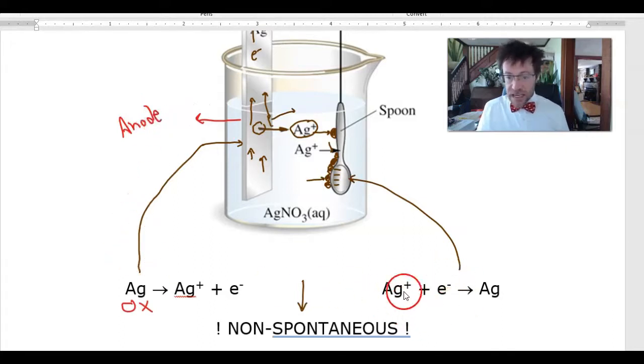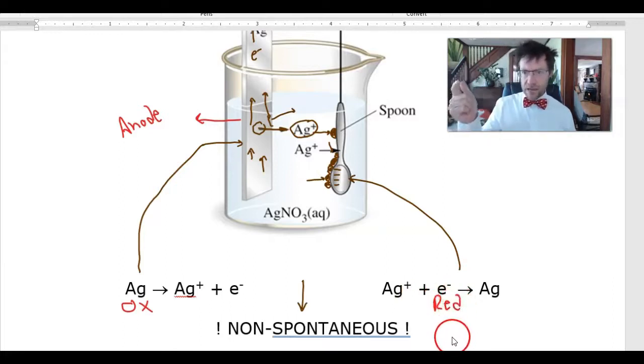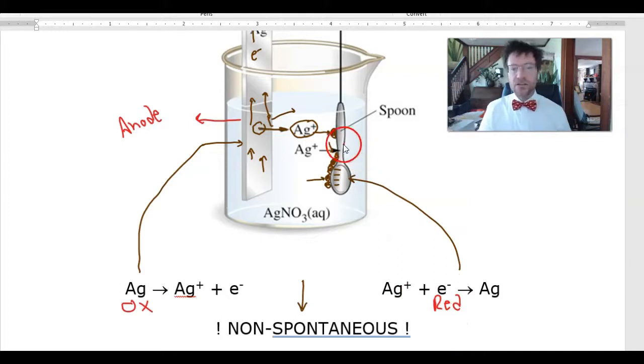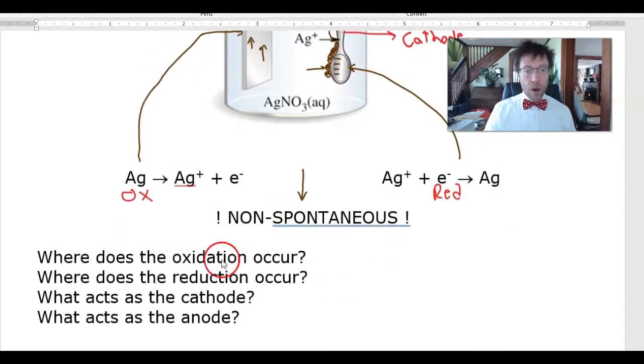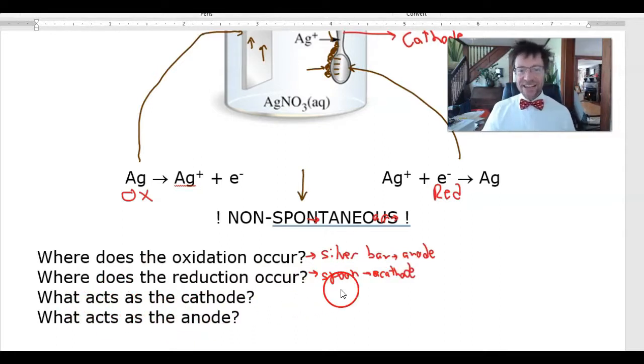Awesome. This is gaining electrons. Leo says Ger, reduction. Red cat: reduction at the cathode. Okay, so this is my cathode. Does this make sense? I hope so, because this is where reduction is happening. All these ions are gaining electrons and turning into silver metal. Super sweet. Where does the oxidation occur? Silver bar. Where does the reduction occur? Where does the gaining of electrons occur? Spoon. Red cathode. Oh, I just did that. I answered both of them. Where? The silver bar.